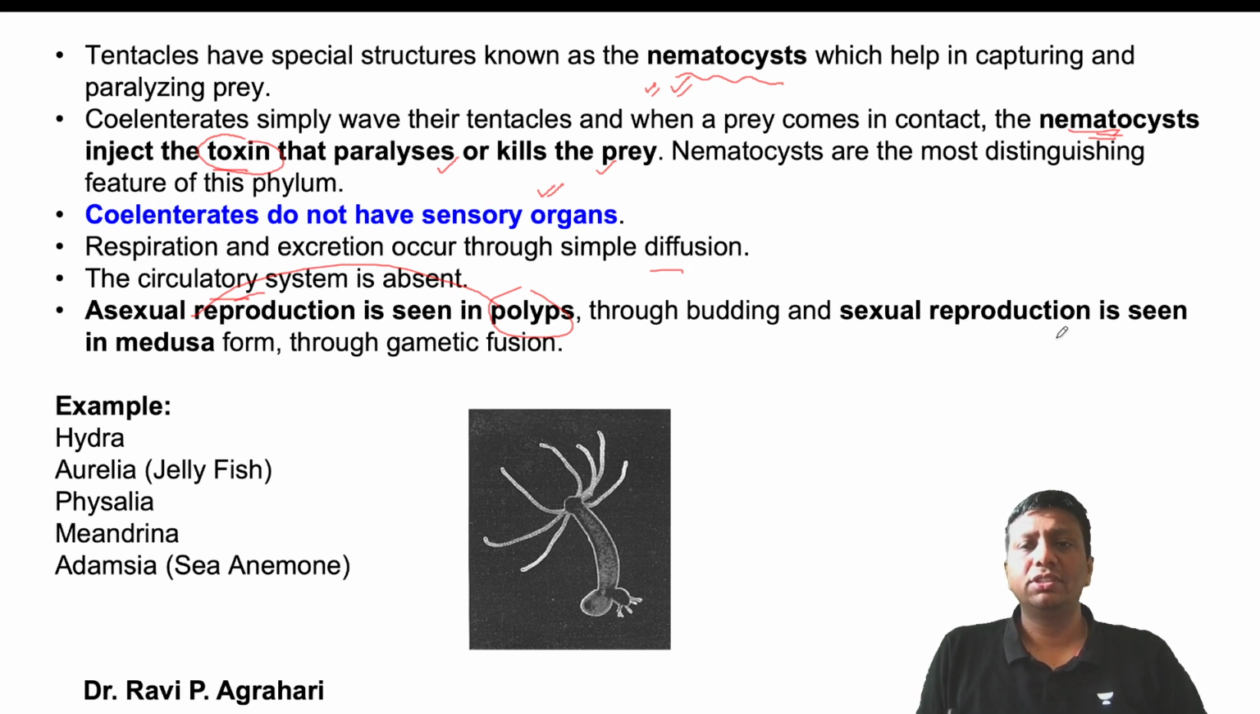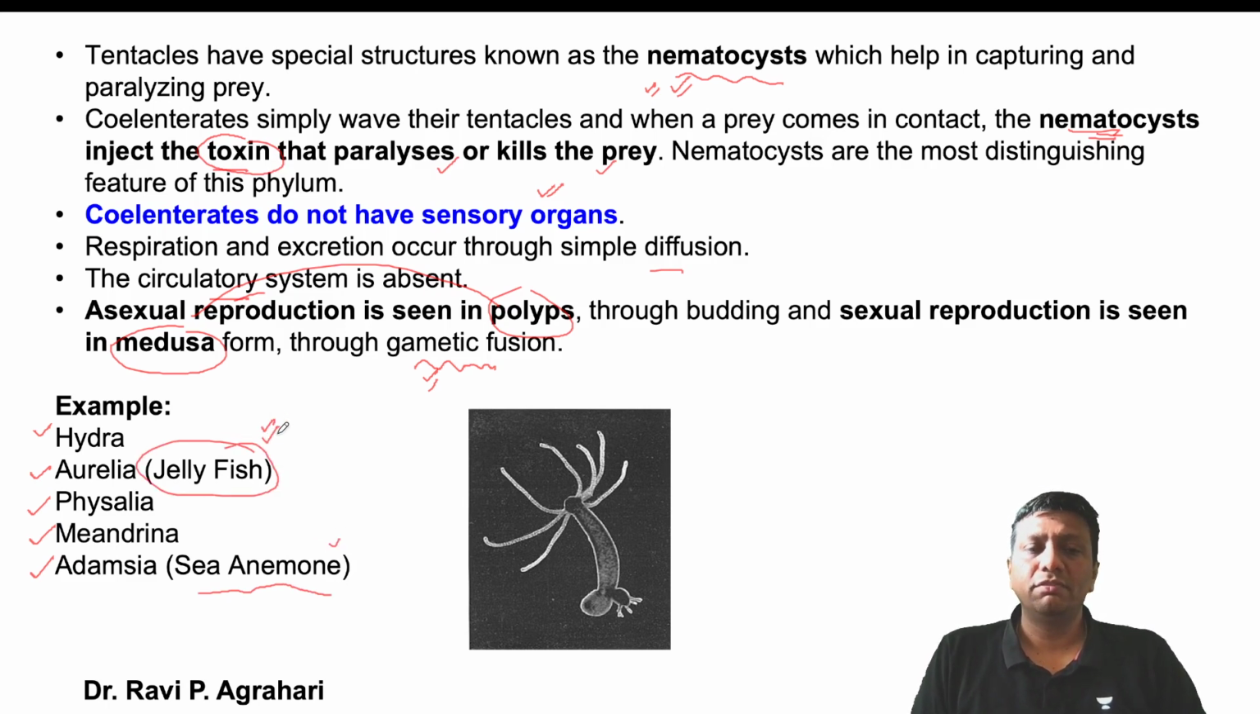In the case of sexual reproduction, it is performed by medusa. Two different gametes, one male, second female, are fusing together and then have meiosis after zygote formation, and a lot of cnidarian members are produced. Many examples of cnidarians you can see are like Hydra, Aurelia, Physalia, Meandrina, Adamsia. Adamsia is also called a sea anemone. Jellyfish, don't be confused. It is not belonging to fish, but in the last, the name of fish is mentioned.